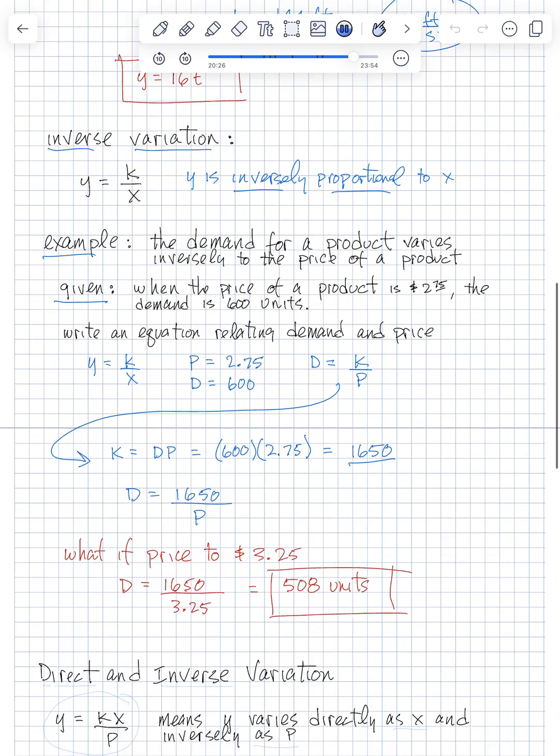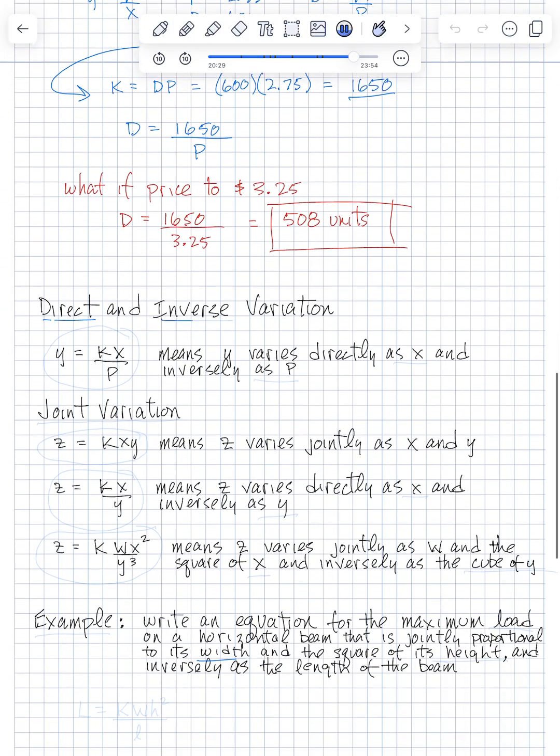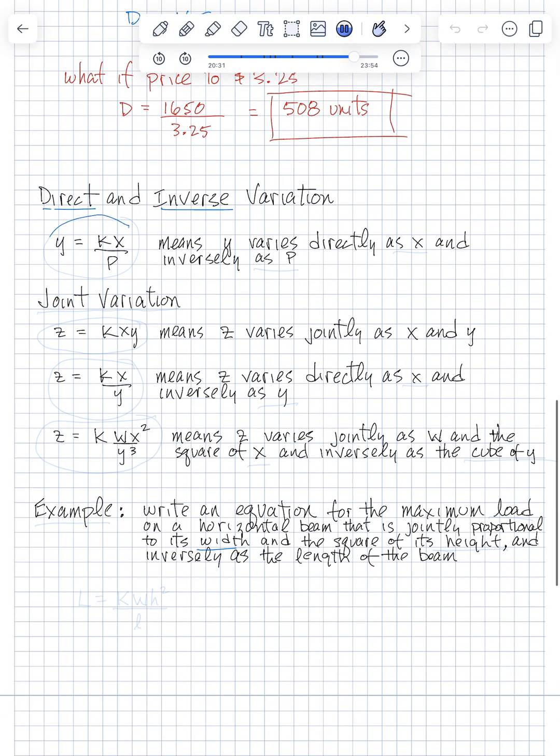Okay, now we're going to look at direct and inverse variation. First equation, y is equal to kx over p. This means that y varies directly as x and inversely as p. Now we're going to add a joint variation. So look at the first one here. Z is equal to kxy. That means that z varies jointly as x and y.